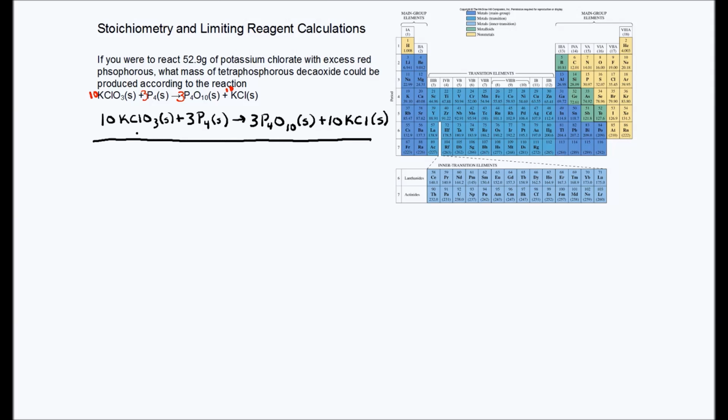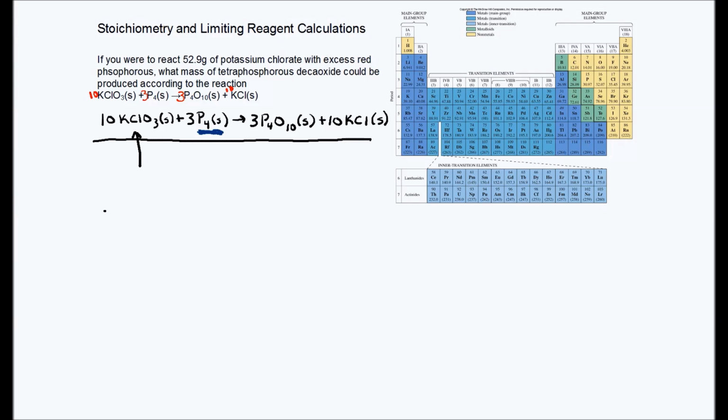And I start the problem by looking at what I'm given. I'm given that I have 52.9 grams of this material here, KClO3. I'm also told that I have an excess of red phosphorus, which is this species here. And by saying excess, what we're saying is we don't need to worry about it. We have plenty. We're definitely going to be able to run the reaction with P4. We can only focus on the KClO3. This will become important later in this video when we deal with limiting reagents. But for now, we don't need to worry about the P4. We can focus our attention on starting with the potassium chlorate.